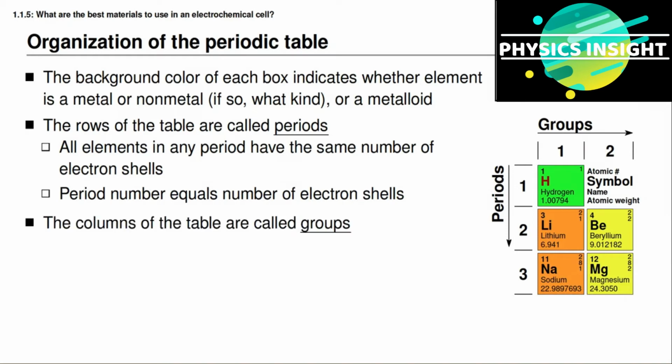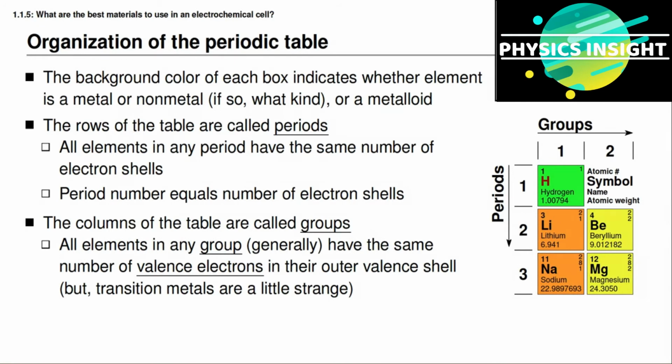The columns of the table are called groups, and all elements in any group generally have the same number of valence electrons, where valence is a special name given to the outermost shell. There are exceptions to this last rule, and the transition metals in the center of the periodic table often act a little bit strangely, and sometimes they do exactly follow this rule and sometimes they do not, which is one good reason to have these numbers listed in the top right of the box to tell you how that element actually behaves.